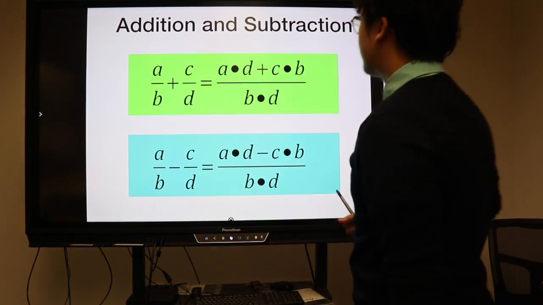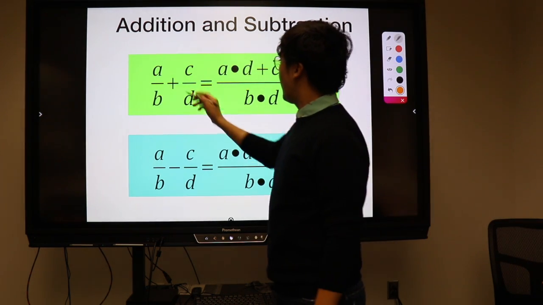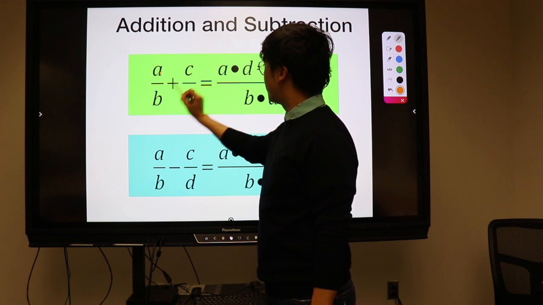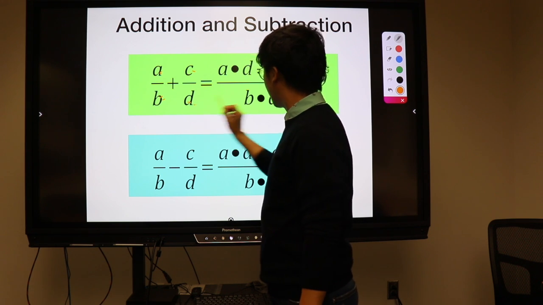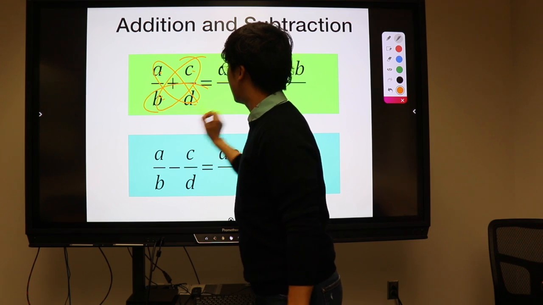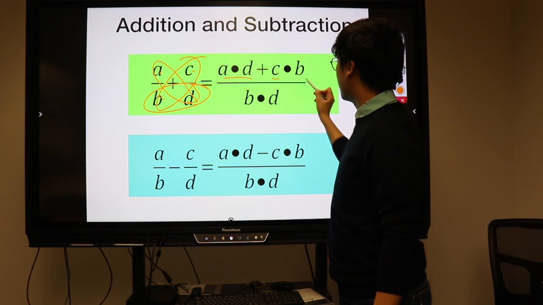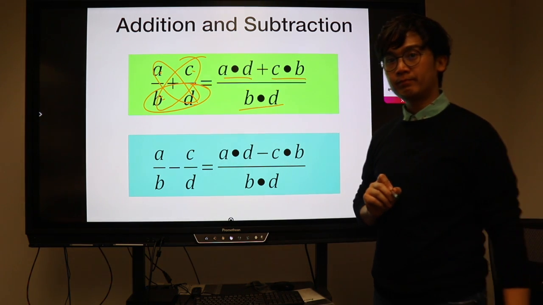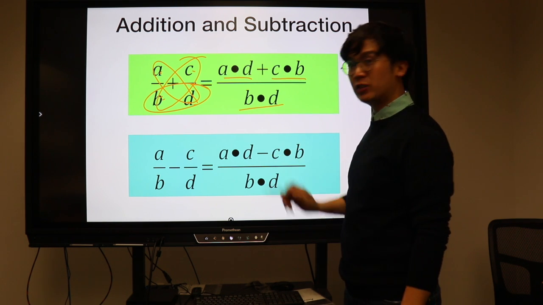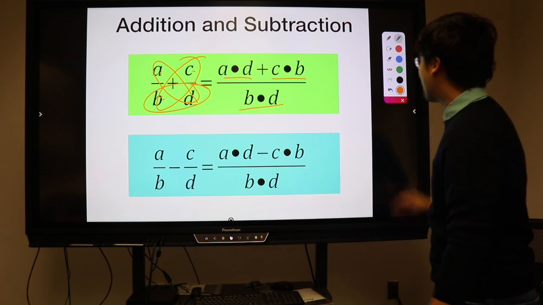Okay. So let's have an example on how we use this formula, which is pretty basic. You multiply A and D, you multiply B and C, and you multiply B and D. That's all you need to remember. Okay? That's basically what the formula is asking you to do. Now let's apply the formula. The rule will be the same as adding and subtracting.